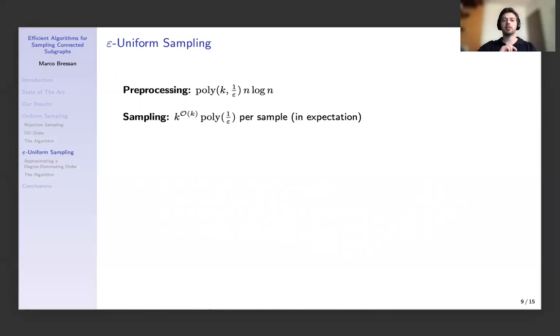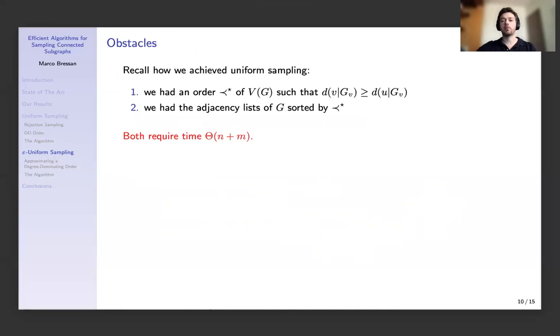As a reminder, here I claim that we can achieve a preprocessing time which is n log n times a polynomial in k and 1 over epsilon, and a sampling time that is polynomial in 1 over epsilon times k to the order of k factors per sample and in expectation. Okay, so the big obstacle here is to achieve the n log n preprocessing time.